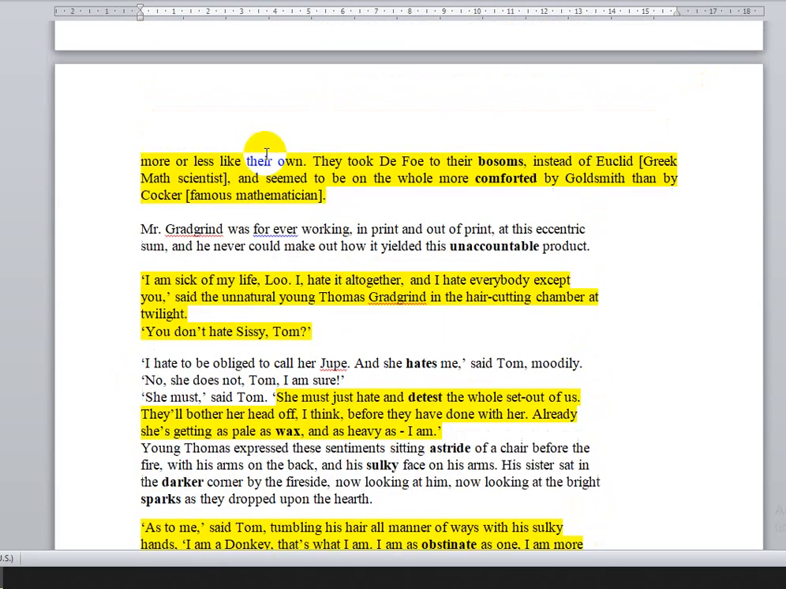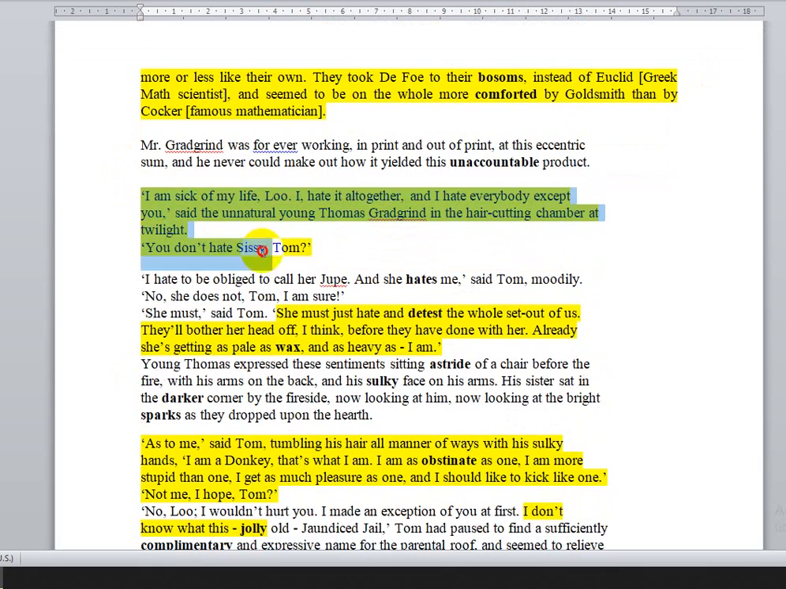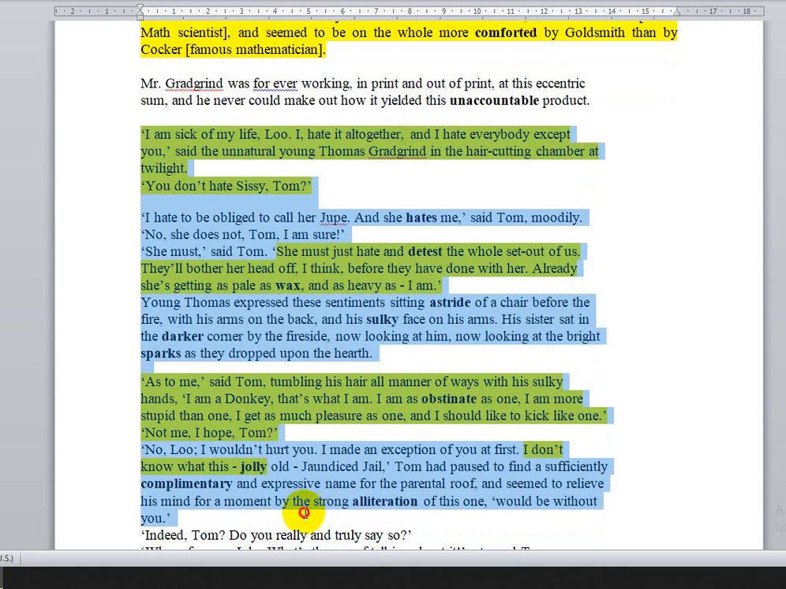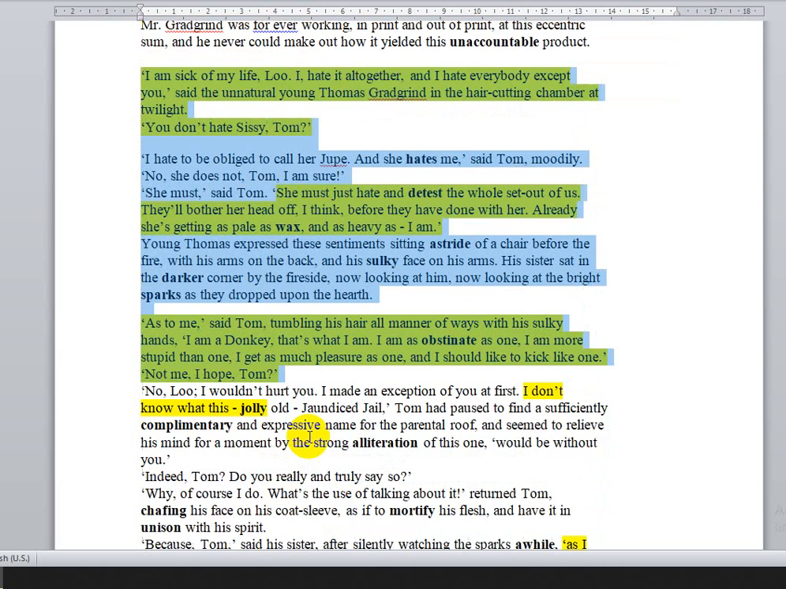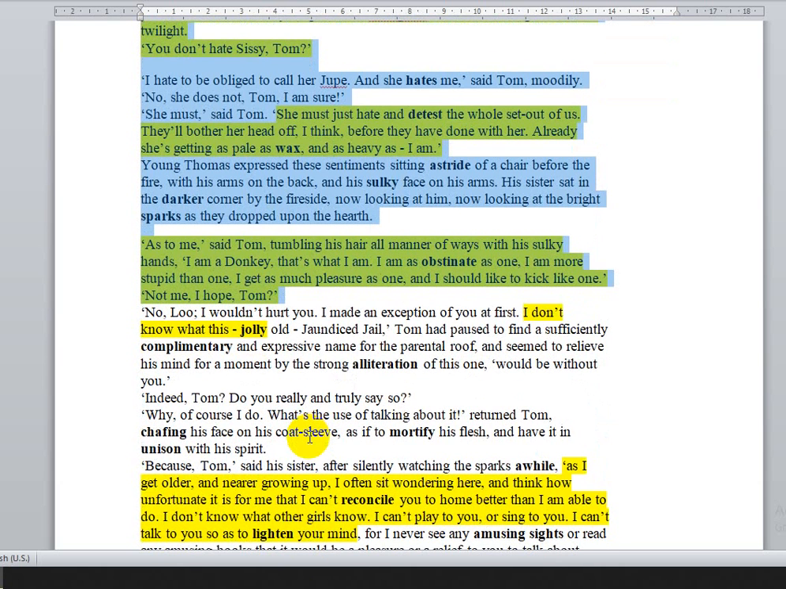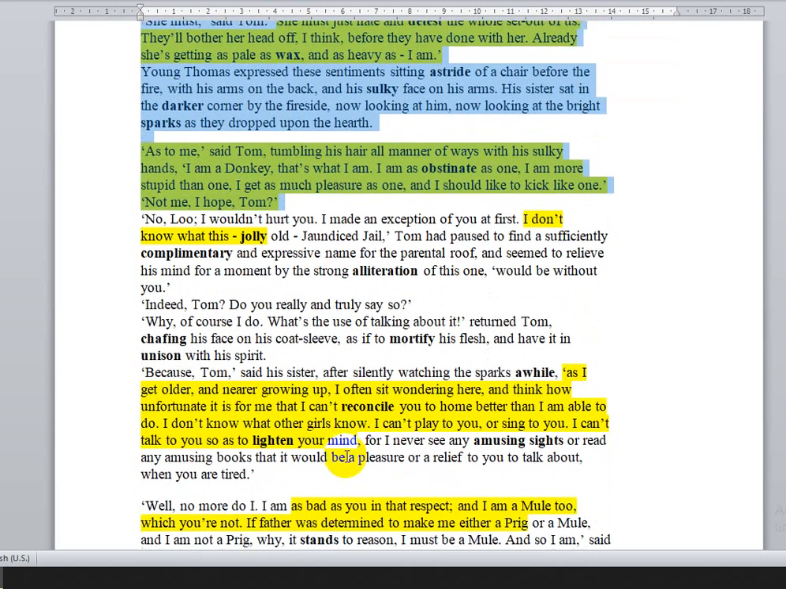So these, let me say, these three paragraphs I highlighted express the case, the status of Tom, and how he is fed up with his own life.